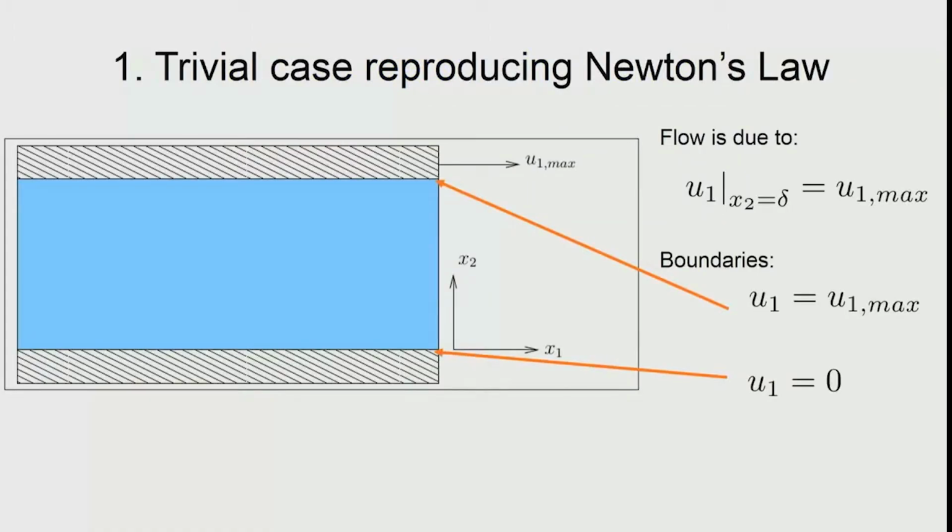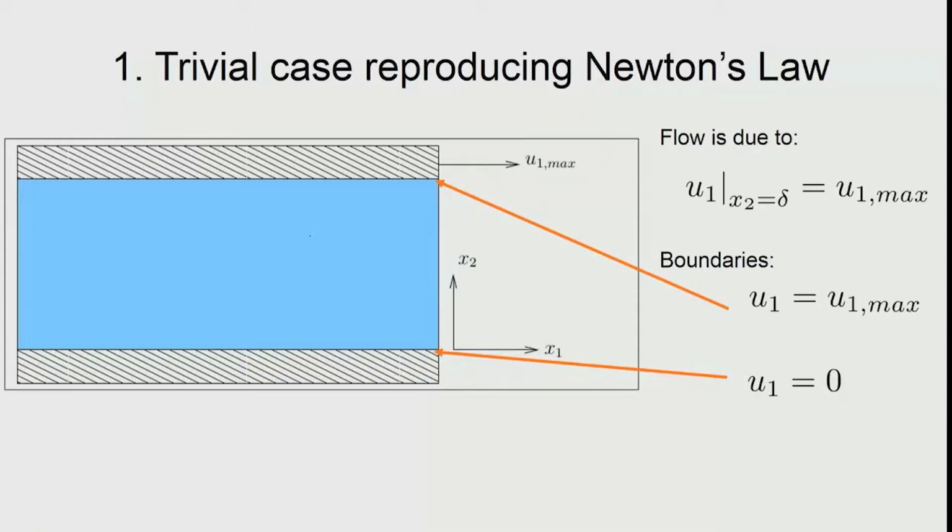So, here is the first case, a trivial case reproducing Newton's law. The situation is as follows. We have liquid between two parallel rigid plates, and the top plate is moved at a velocity u1 max, and because of the motion the liquid sticks to the top plate. So, the fluid moves in the x1 direction. The fluid flow is only due to the motion of the top wall, and there is no other term active. In other words, there is no pressure drop and no body force, and the boundary conditions are as follows.